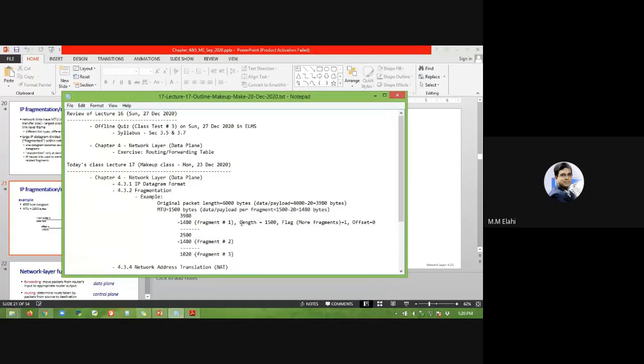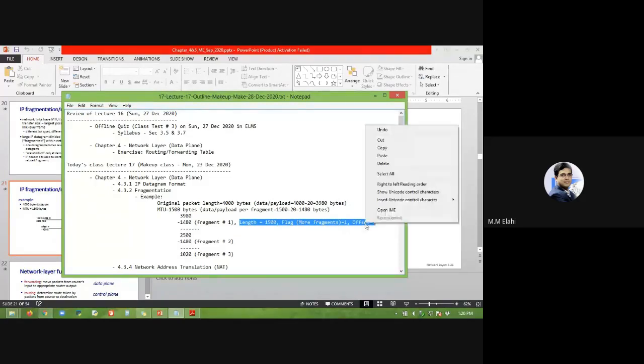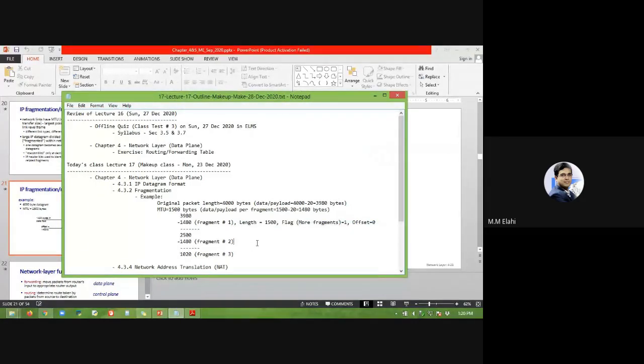Okay, then for the second one, the length will be the same, the flag will still be 1 because there are remaining bytes, but the offset will now be the data sent in the first fragment divided by 8. Now why is it divided by 8? The only reason is to accommodate larger values in the same number of bits. There is no other reason.